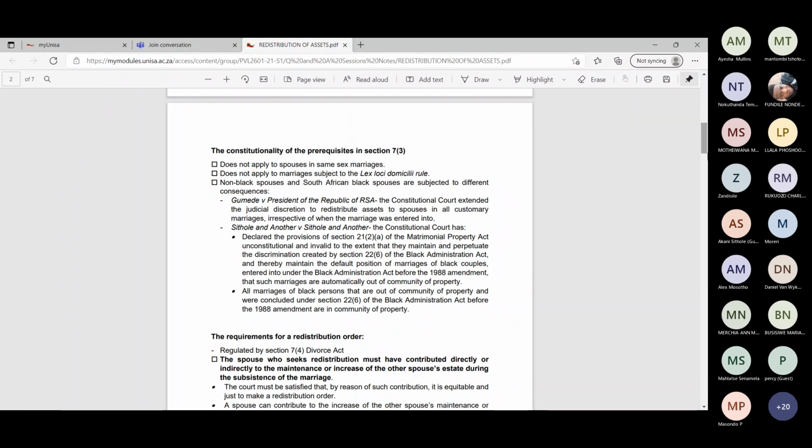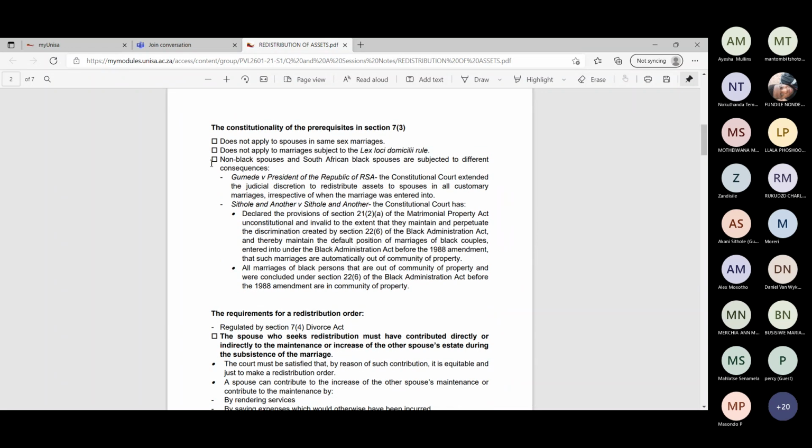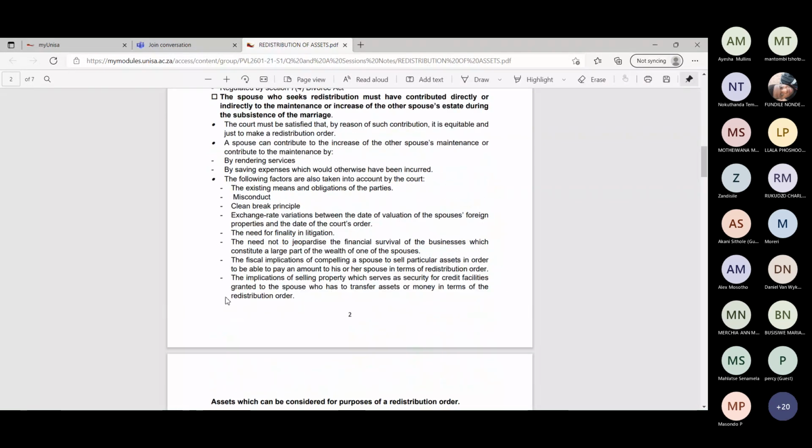So on page 2 here, under the constitutionality of the prerequisites in section 7 subsection 3, I have listed the 2 constitutional court judgments which relate to redistribution of assets for black spouses. One judgment, the Gumeta case, relates to those who enter into customary marriages, and the Sithole case relates to those who are married in terms of civil marriage. Okay, does anybody have a question?